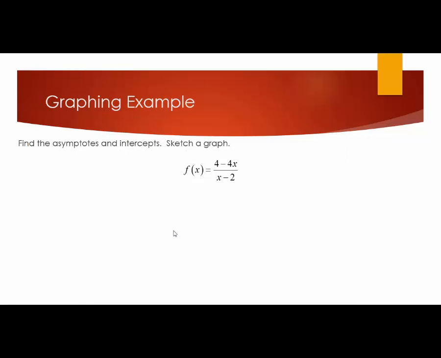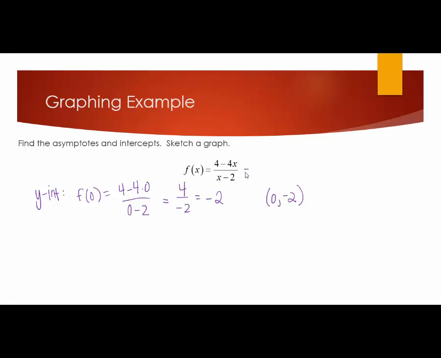Let's try it. Find the asymptotes and intercepts and sketch a graph. Okay, let's find our intercepts first. I'm going to start with the y-intercept. It's often the easiest thing to find. I can find a y-intercept by letting x be 0, so I'm going to plug in 0 into this equation. 4 minus 4 times 0 over 0 minus 2. That's 4 over negative 2, or negative 2. 0, negative 2 is my y-intercept.